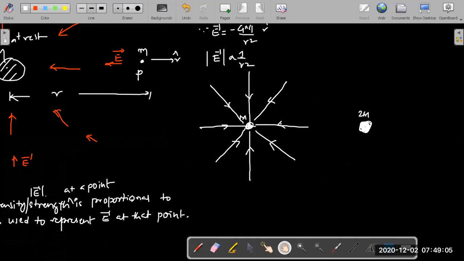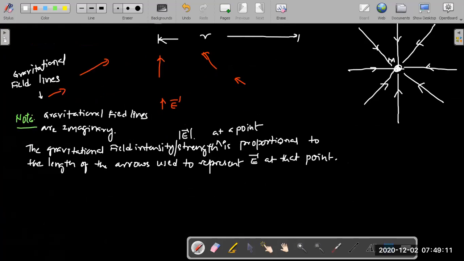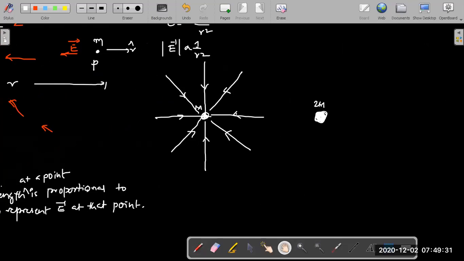What information is there? Always the tangent drawn, proportional to the number of field lines used to represent the value of E bar. That means if mass M has 8 field lines, then 2M must have how many? 16 field lines. Yes, sir. Got the logic?